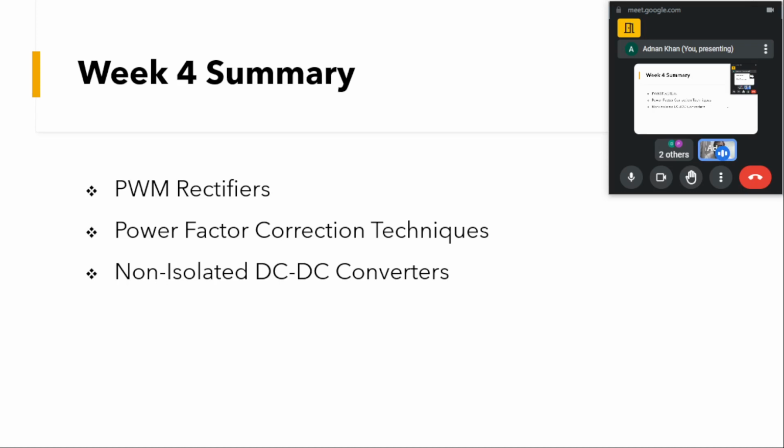Firstly, I'll be going through some basic concepts related to these DC-DC converters, and we'll be seeing some of the basic topologies which are widely used everywhere for DC-DC conversion.